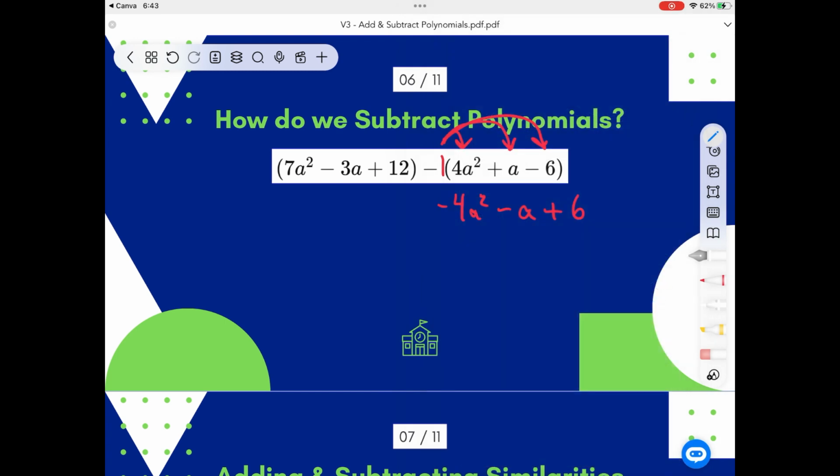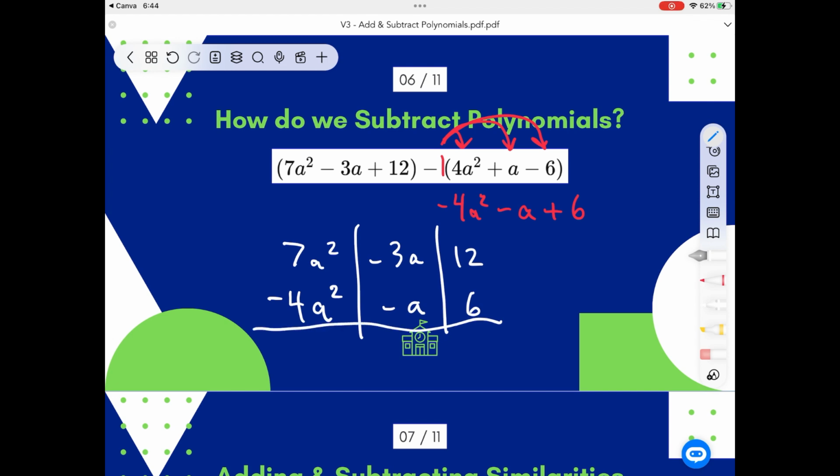So now I'm going to list out my terms. 7a squared minus 3a and positive 12, all from that first polynomial. And now the second polynomial, once I have distributed the negative, I have negative 4a squared minus another a and a positive 6 constant. Combine my like terms. I get 7 minus 4 makes 3a squared. Once again, we keep the exponent exactly the same. We're just changing how many of those we have.